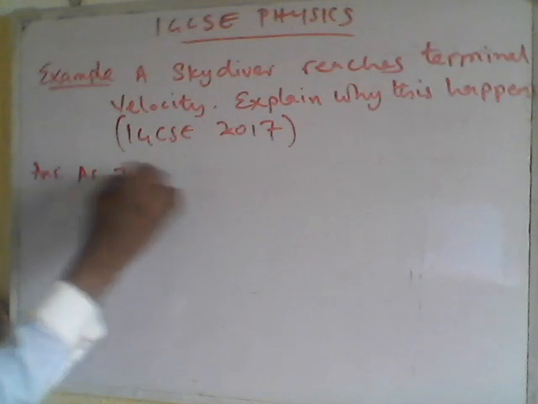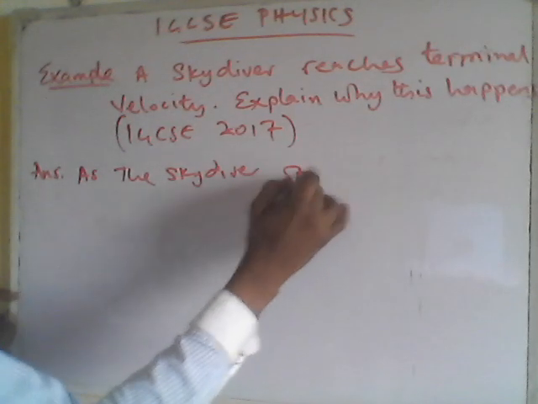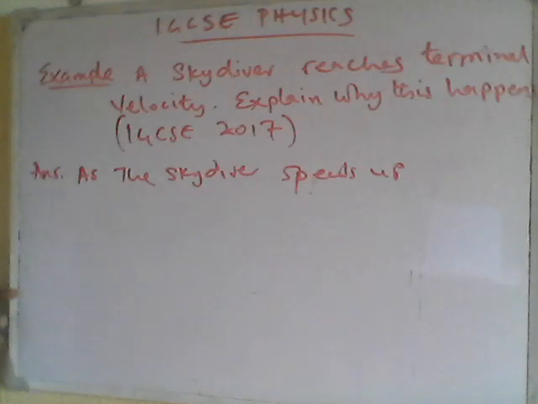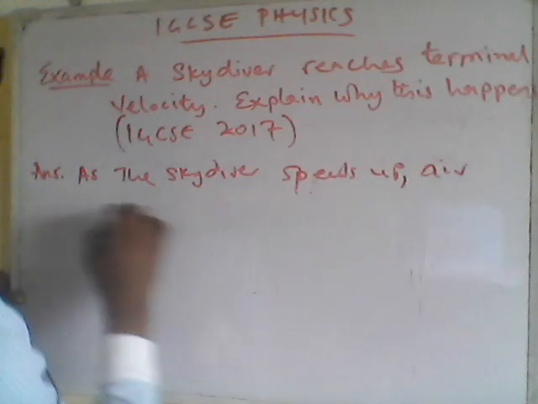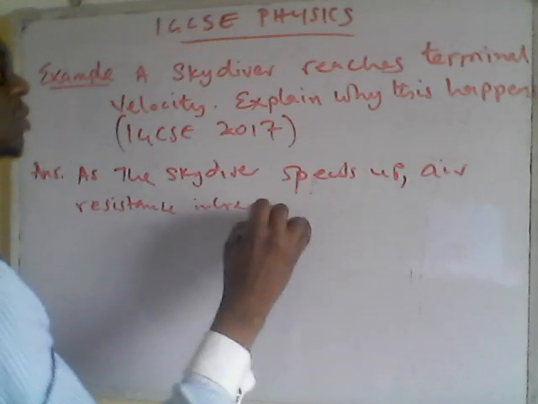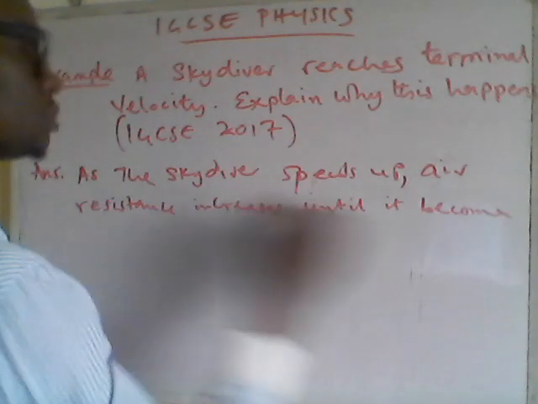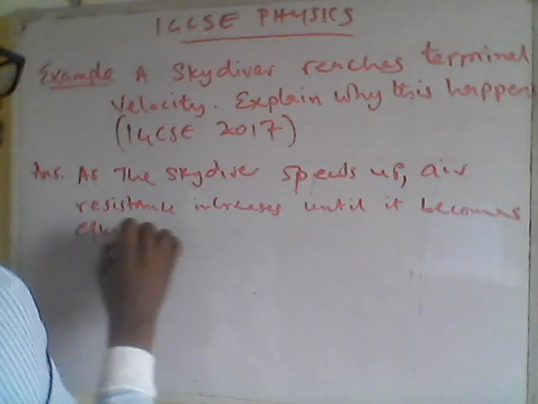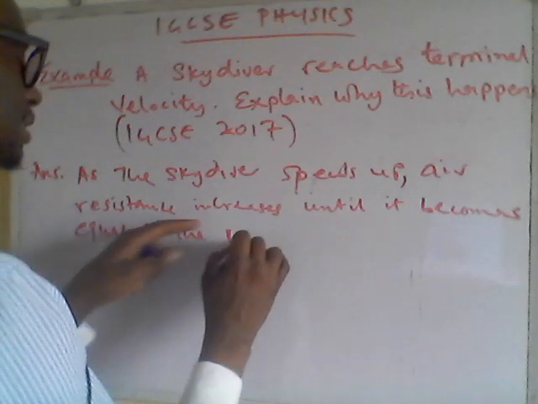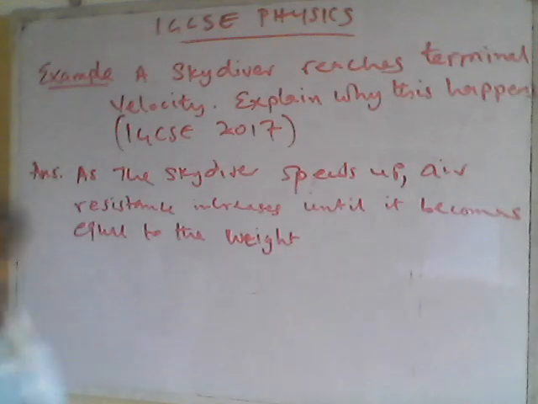As the skydiver speeds up, air resistance increases until it becomes equal to the weight. When this is attained, when the air resistance becomes equal to the weight, there will be no resultant force. Acceleration will become 0. You understand?